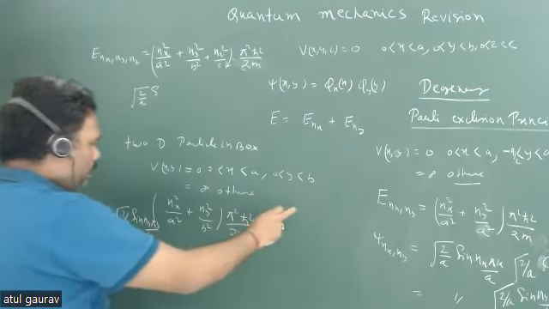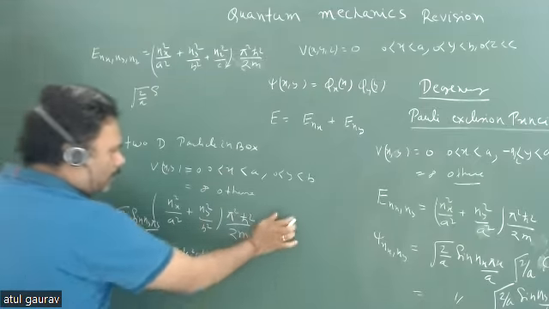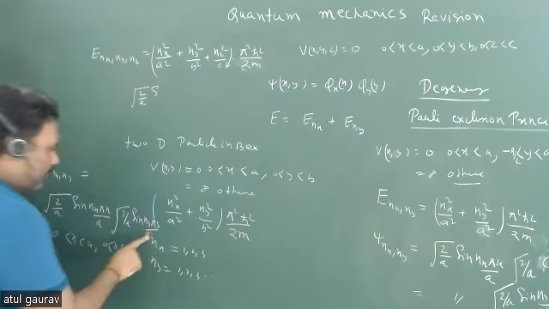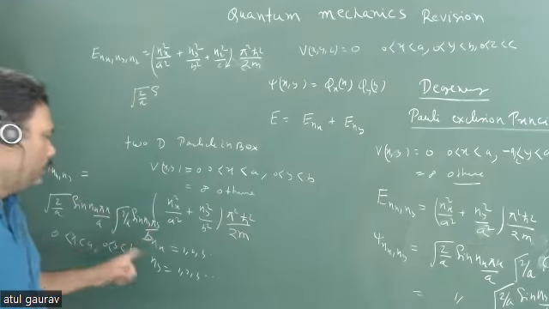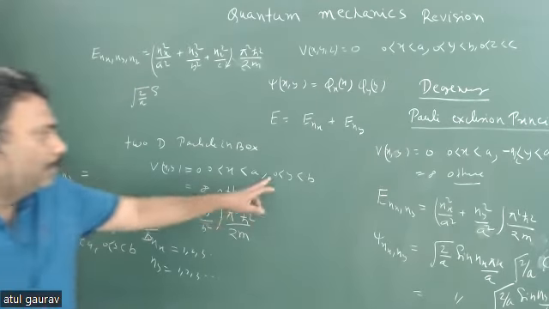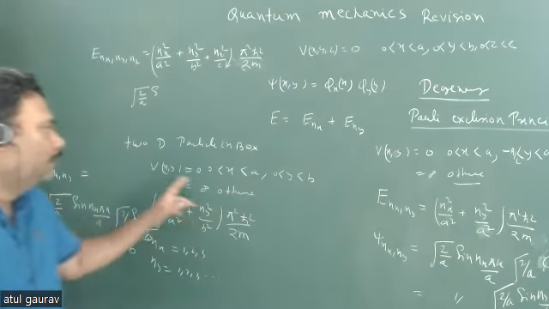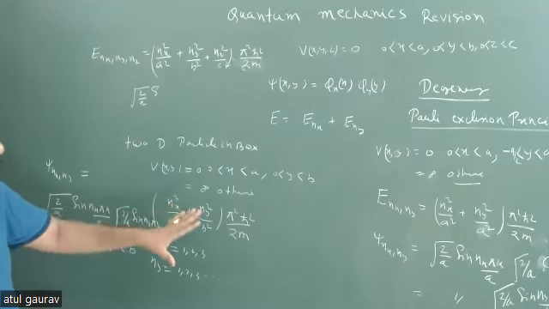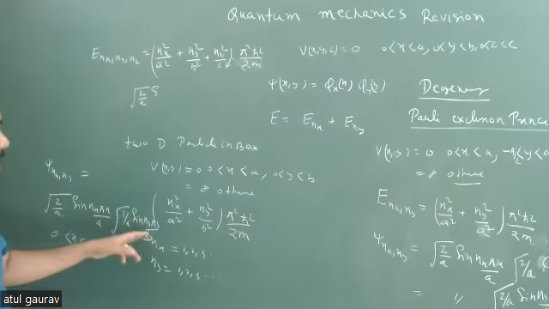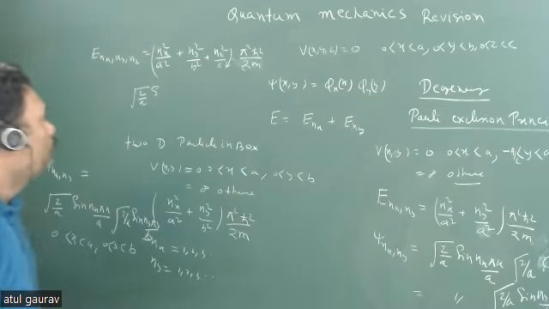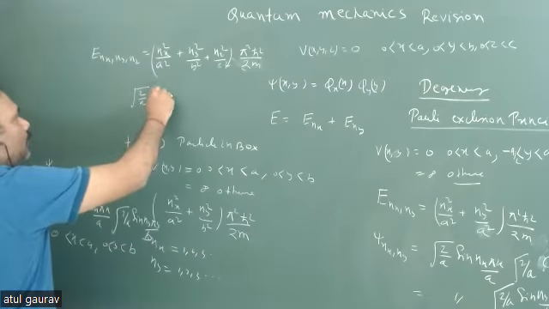Sorry, here it is b, I made a mistake. This will not be there, and this will be b here. Pi square h cut square over 2m and b here, because y is between 0 and b. So this is the thing. Please make it correct. Y is between 0 and b. What will be this value?